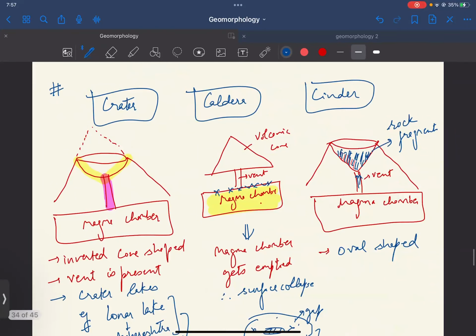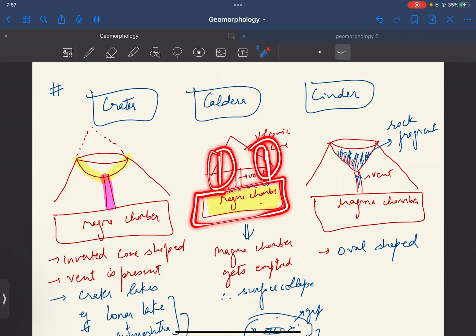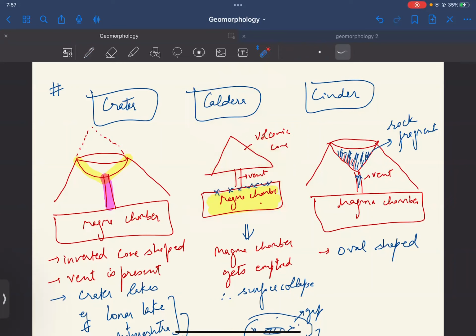Crater, caldera, cinder. A crater is nothing but just a depression, and there is continuous eruption of lava. Cinder is what? A depression, but with the presence of what? The presence of rock fragments. In the case of a caldera, how is it formed? The magma chamber gets emptied, so there's a collapse of the upper landforms present above the surface. So ultimately, what would happen? The center rocks would be left, but the nearby rocks would all collapse and move down.